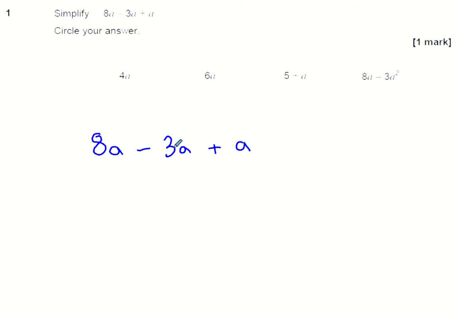So 8a minus 3a, well, that comes out as 5a. If we've got 8 of an item and we subtract 3 of them, we are left with 5. If we then add one more item back on top of that, we should have 6 of them, so that should be 6 a's, and therefore 6a is our correct answer.